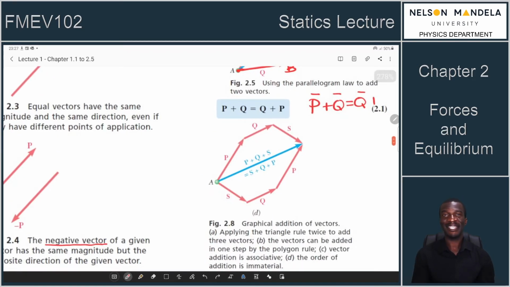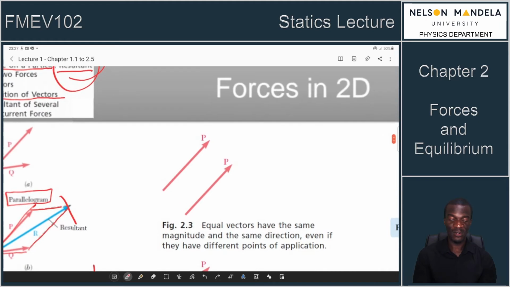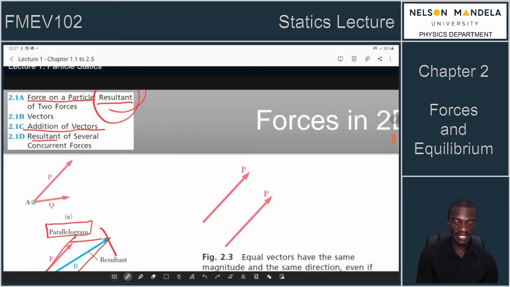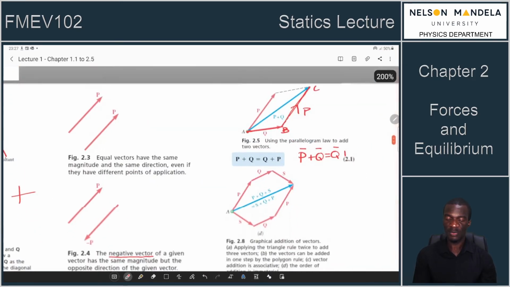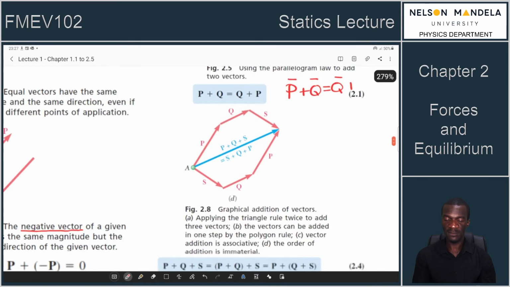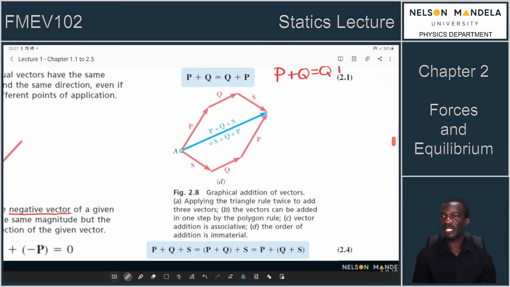Then our vectors can actually operate as a lot of vectors. So we can find the resultant of several concurrent forces that are acting on an object. So in figure 2.8 there, you see an example of concurrent forces that are acting on what? On an object. You have the force P, you've got another force Q, you've got another force S. So these three forces are concurrently acting on a what? On an object. For you to find the resultant of the three forces, you simply construct a polygon.